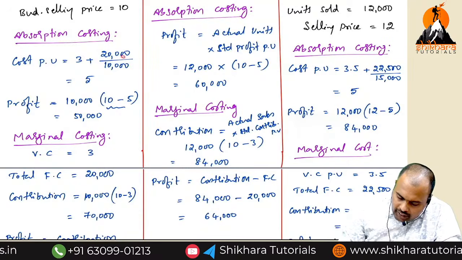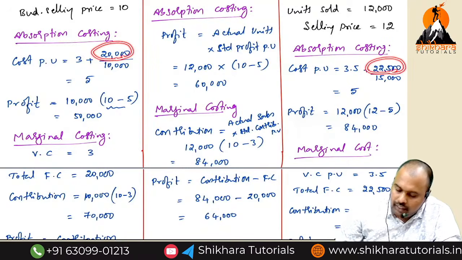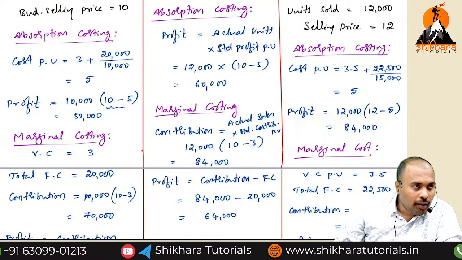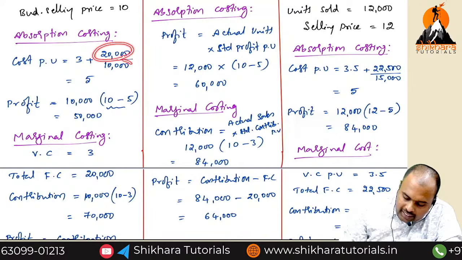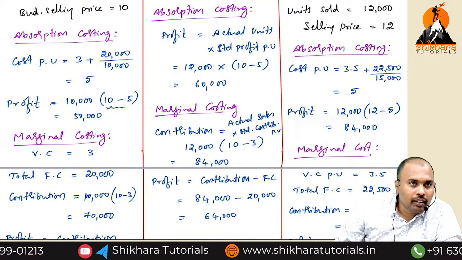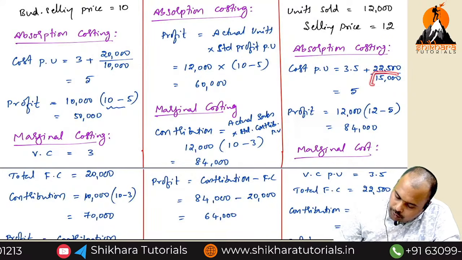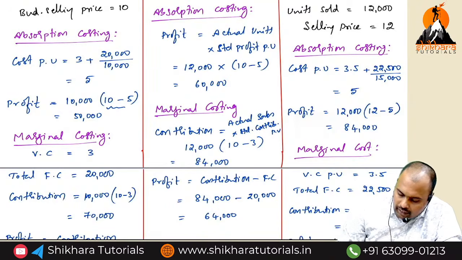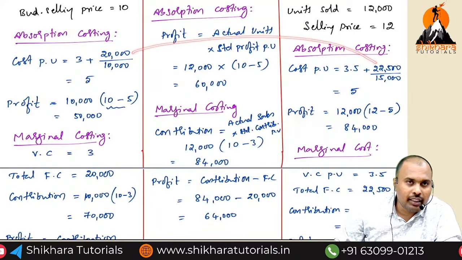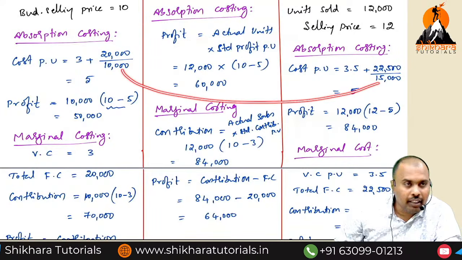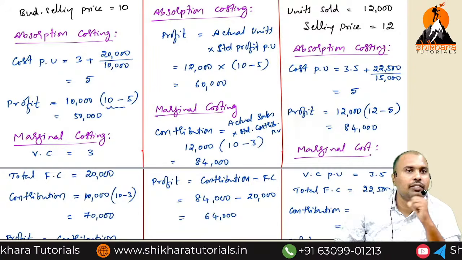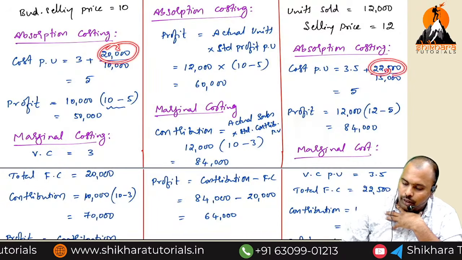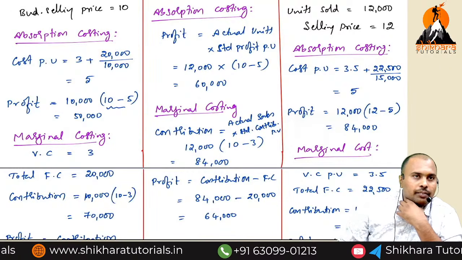Here fixed cost is 20,000 and here fixed cost is 22,500. Yes or no? But here the same 20,000 is divided by 10,000. Here the same fixed cost is divided by 15,000. It means this 20,000 to 22,500 is changing, and 10,000 to 15,000 is also changing. So 2 things we are changing here. Understood, right? So 20,000 and 22,500 is in the sense expenditure difference.